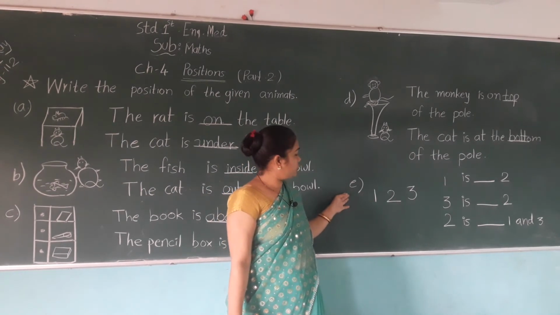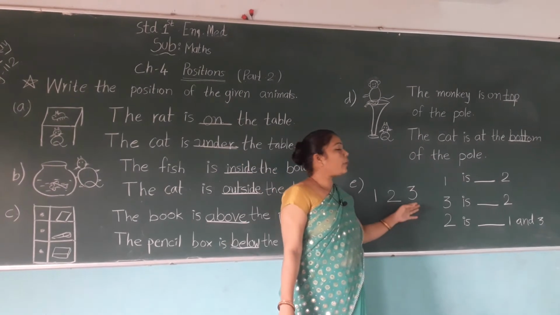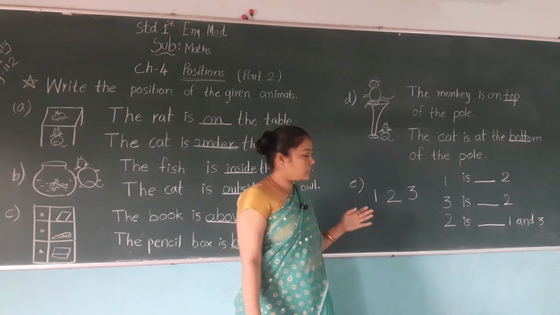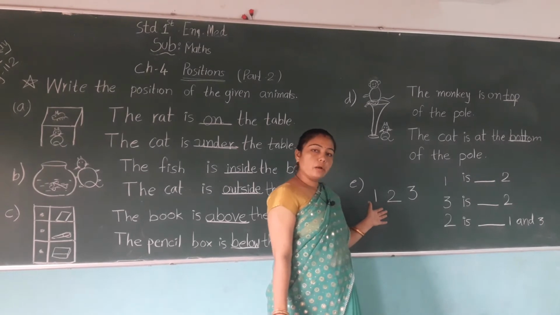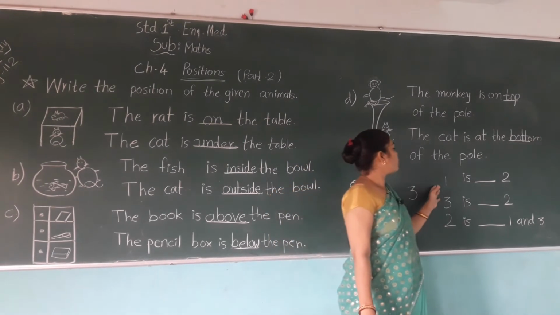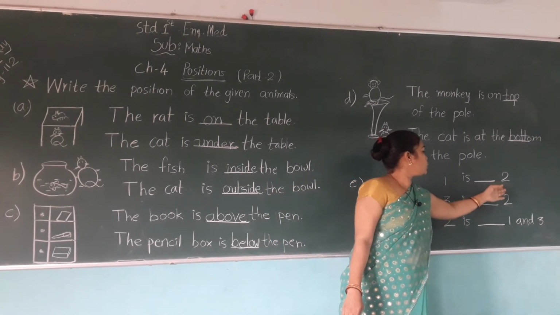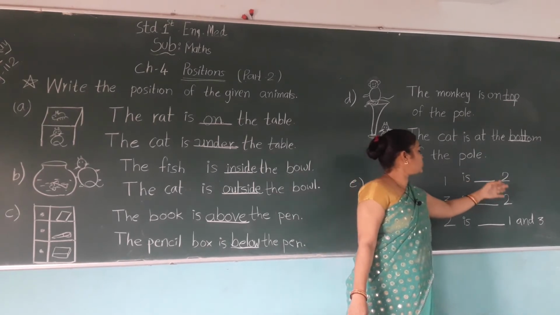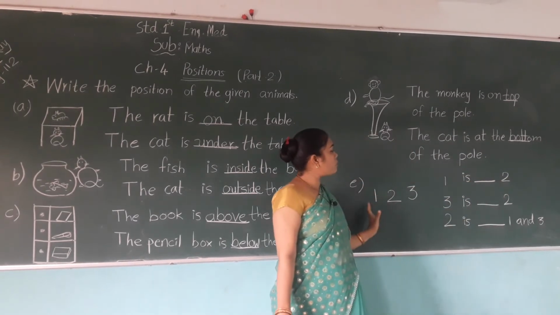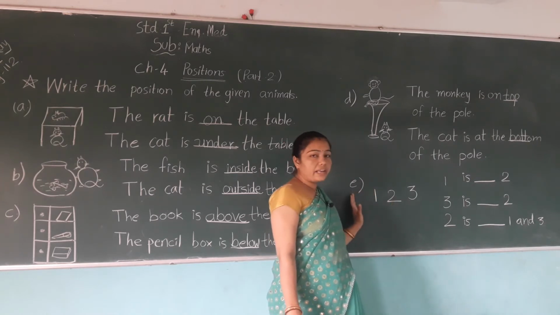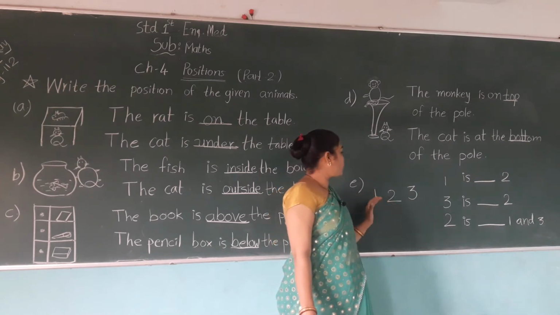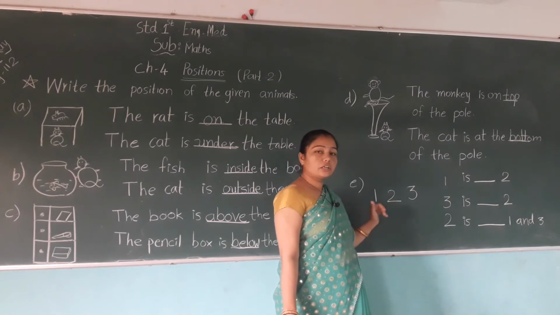Next, E. 1, 2 and 3. Three numbers are given here. 1, 2, 3. We have to write their position. Now 1 is dash 2. Where is the position of 1? 1 की पोजीशन कहाँ है? तो 2 से पहले है. तो what we say? The 1 is before 2.